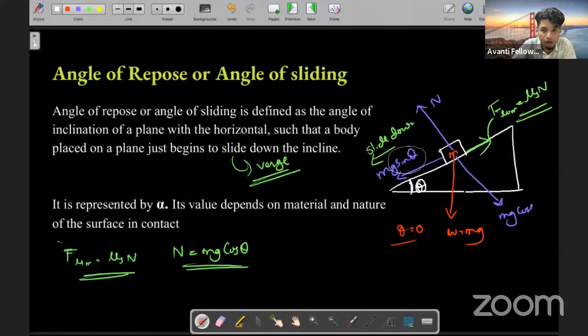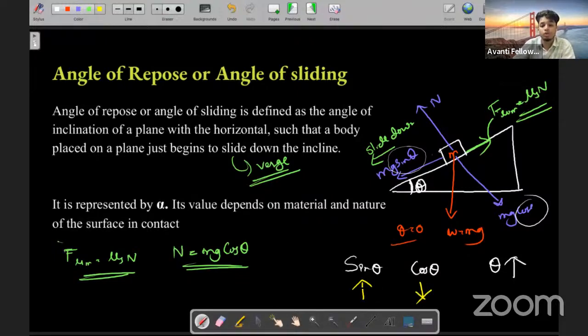Now students, you can see here there are two things: sin theta and cos theta. So remember students, what we are doing, we are going to increase theta. So always remember, when theta is increased, what is happening? The sin theta will increase and cos theta will decrease.